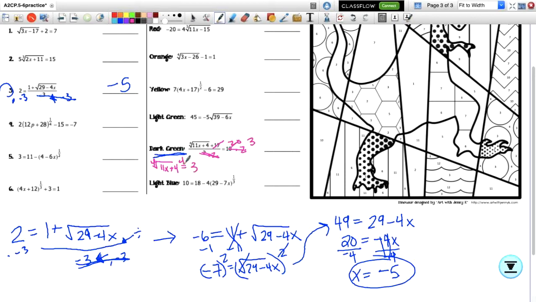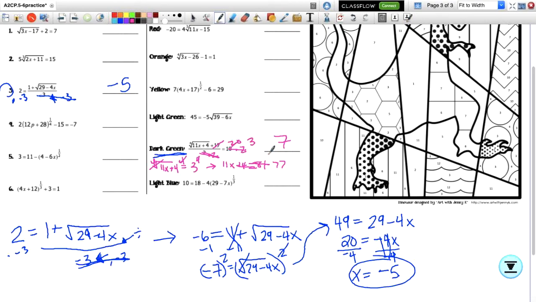I'm going to raise it to the fourth, raise it to the fourth. Cancel, cancel. And it's getting nicer and nicer every time, right? 11x plus 4. And then 3 to the fourth I just did earlier: 3 times 3 is 9, 3 times 3 is 9, 9 times 9 is 81. So I'm going to minus 4, which gives me 77. I'm going to divide by 11, and I get the number 7. I'm feeling like a lot of these answers are going to be pretty reasonable.